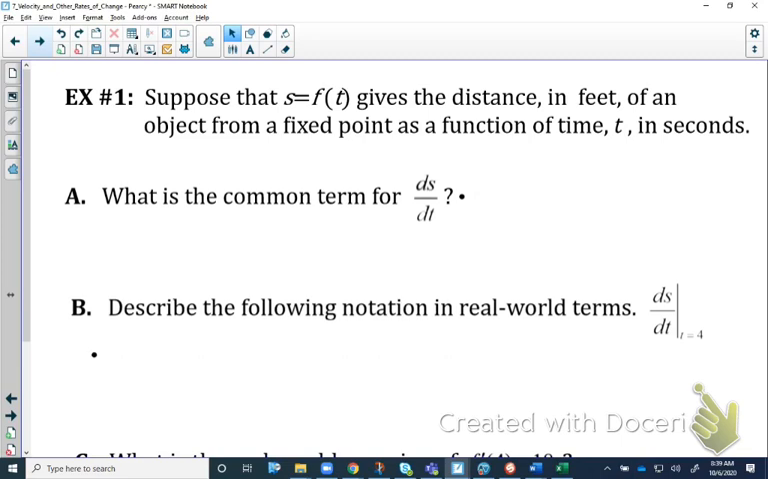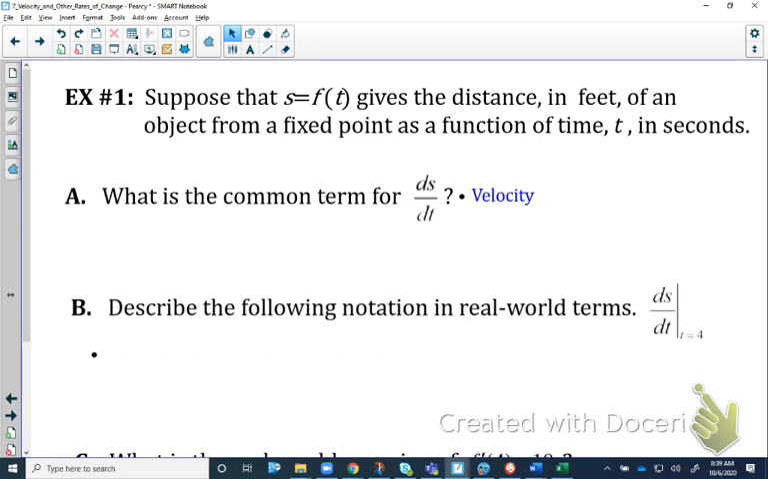Here, example 1, suppose that we have s equals s of t, which gives the distance in feet of an object from a fixed point after t seconds. Here, they're using that Leibniz notation to make sure that you understand what we're talking about. For ds over dt, time is almost always going to be the x-axis, and the s value, the ds portion, is going to be its height or its position above or below something, in feet in this case.